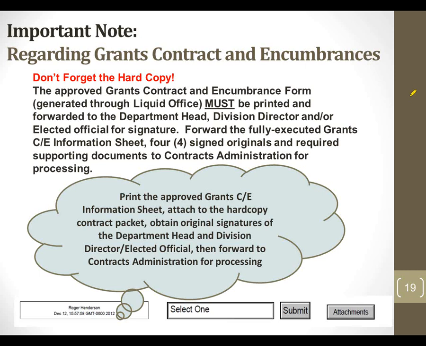Again, what the contract administration will be looking for on the grants-related contracts and encumbrances is the form that has the grants office electronic stamp of approval, which is right here. So that's the form that you want to print and collect the signatures on and attach to the top of your packet to be delivered to Contracts Administration. At this time, I'm going to turn over the webinar to Roger Henderson. He's going to talk to you about the updated policies and procedures for Shelby County Grants Office.